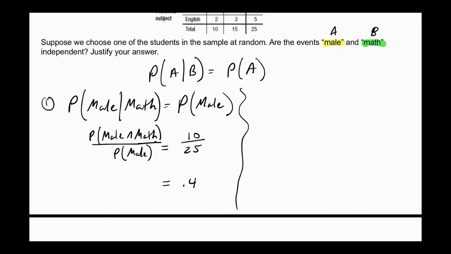So let's see, A, B, and then equals probability of A, right? No, and on the left side of the equation, shouldn't P of male be P of math? Sorry, yeah, you're right. It should be math.